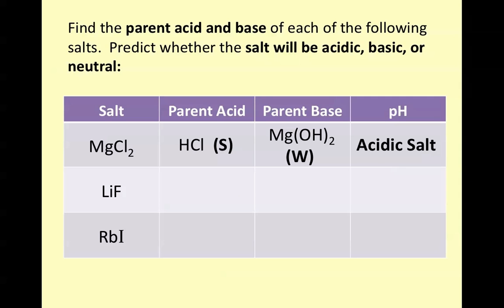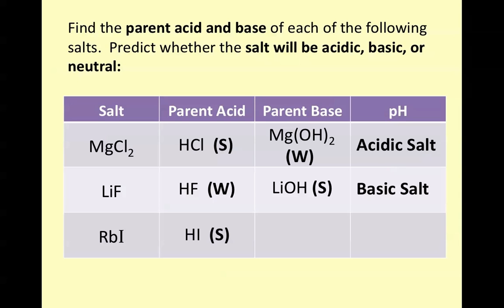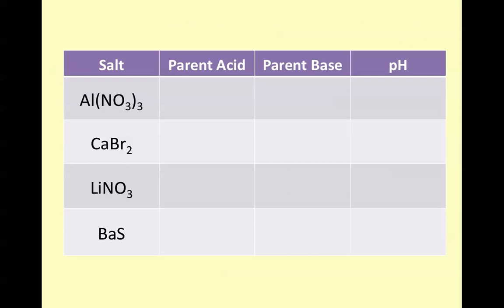All right, going ahead with lithium fluoride, you had HF and LiOH. In this case, we have a weak acid, strong base, so that's going to produce a basic salt. Here we have HI and RbOH. We have 2 strong acids and bases, so that means that we're going to produce a neutral salt. Take a second and see if you can fill out the rest of this chart, especially practicing writing the formulas of acids and bases, and then using the couple of facts that we talked about to determine which ones are strong.